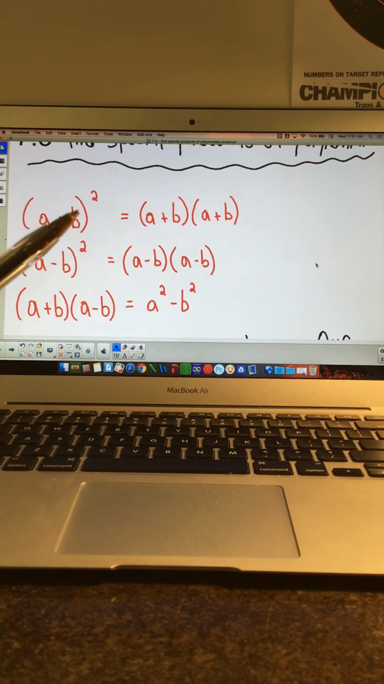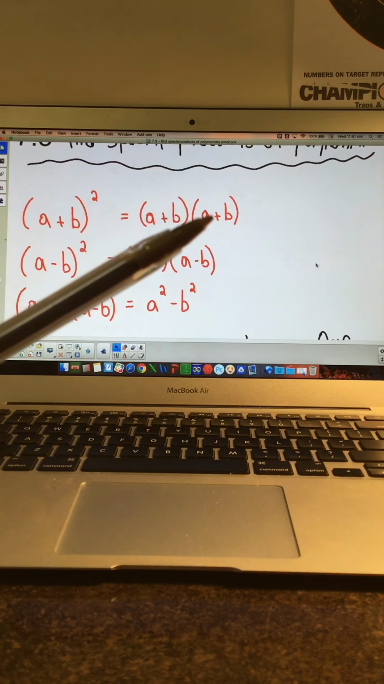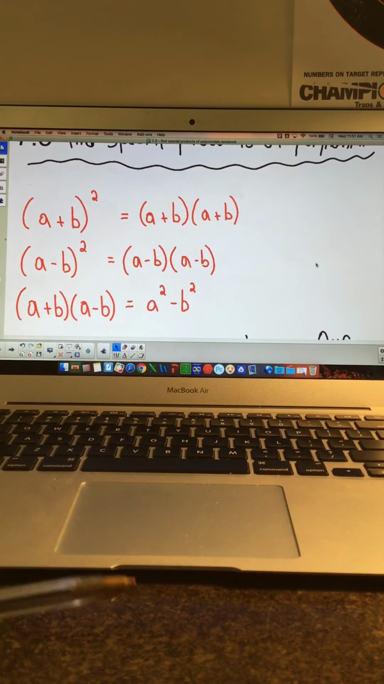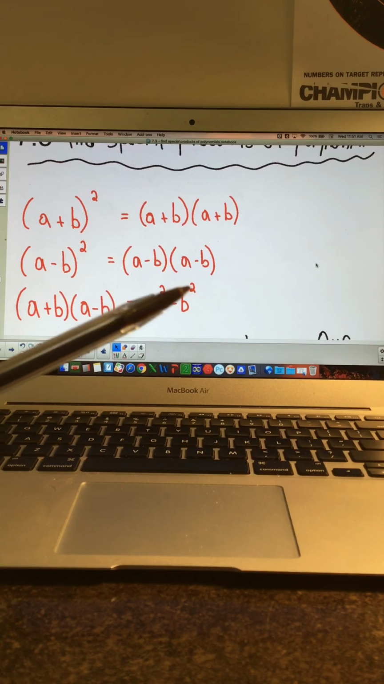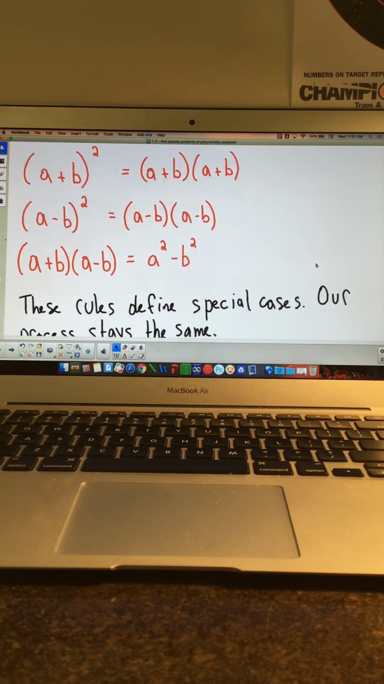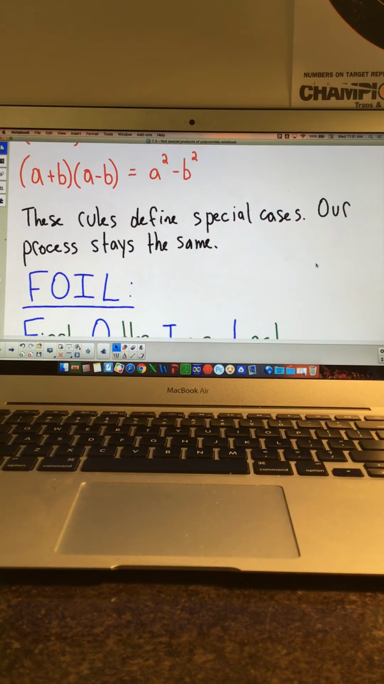So what this square is telling us is that we're going to write the parentheses twice, and then we're going to distribute. And this last one down here is really illustrating that if we have the same thing in both parentheses and the signs are just opposite, we're actually only going to get two terms as our final answer. Those are the special cases that we could run into.